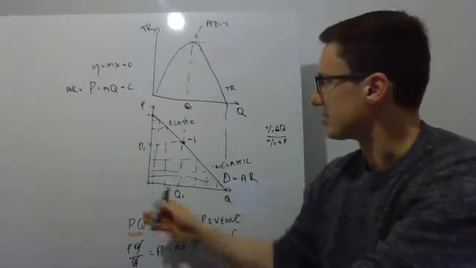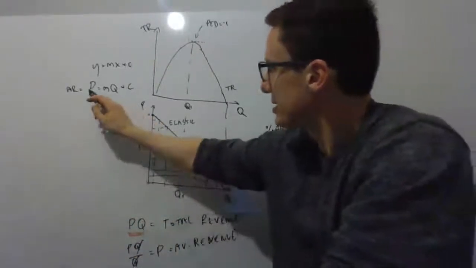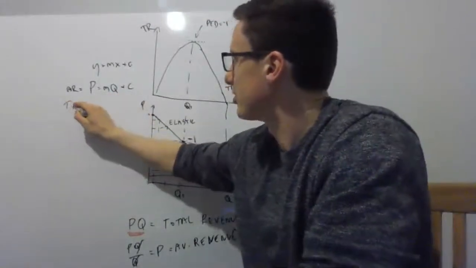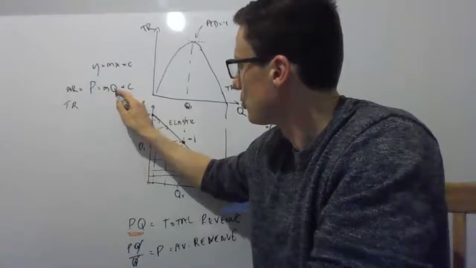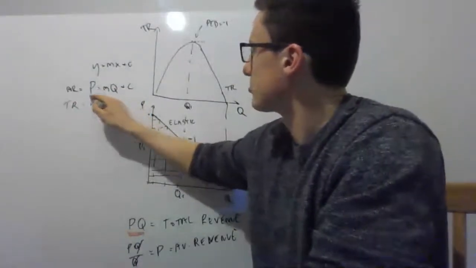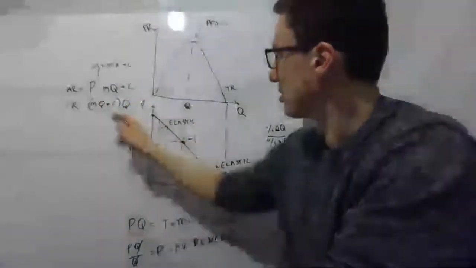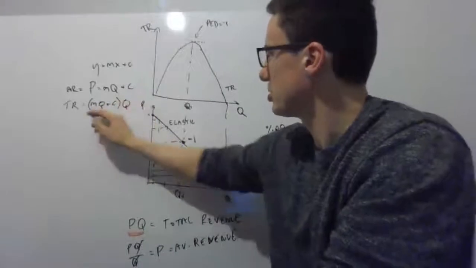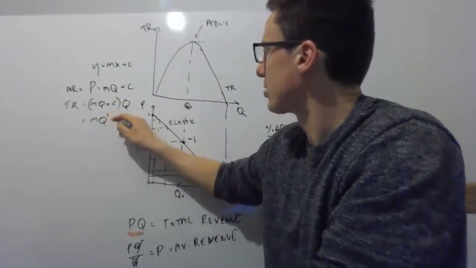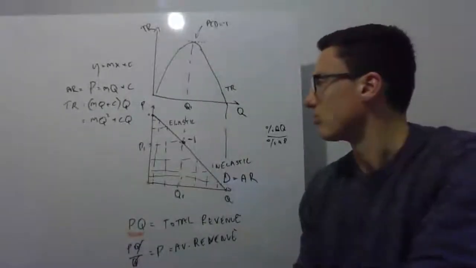Total revenue then is PQ. That's interesting. So instead of writing P though, I could substitute that in, couldn't I? So total revenue is not just PQ, it's MQ plus C, I'm substituting that in for P times Q. PQ, MQ plus C in brackets times Q, which actually comes out as MQ squared plus CQ. So now we have a different formula for total revenue.